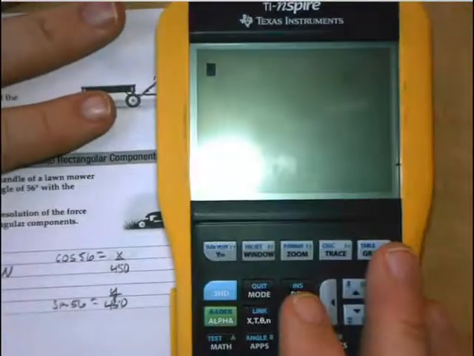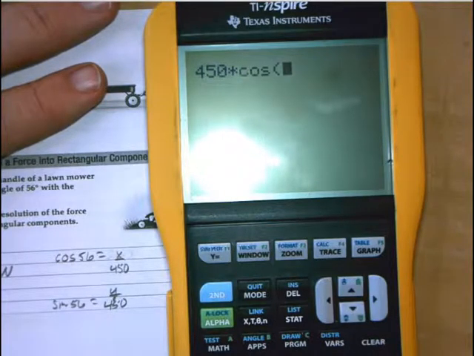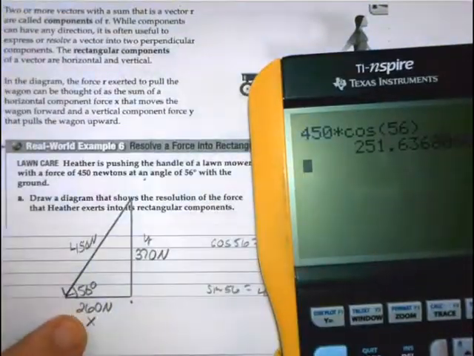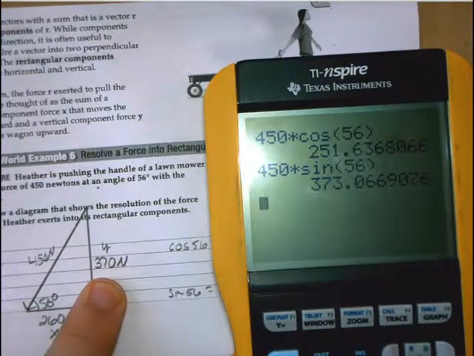So let's use the calculator to find the actual values. We have 450 times cosine of 56, and that's equal to 251. So we estimated 260. And then with 450 times sine of 56, we get 373. So we're a little closer on the vertical part.